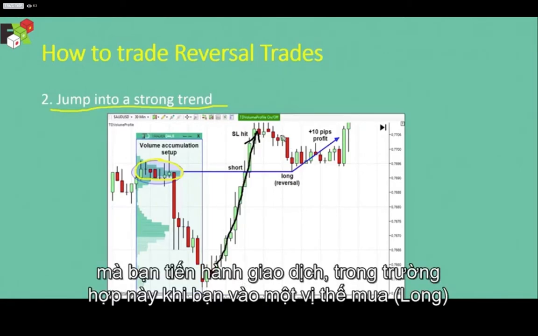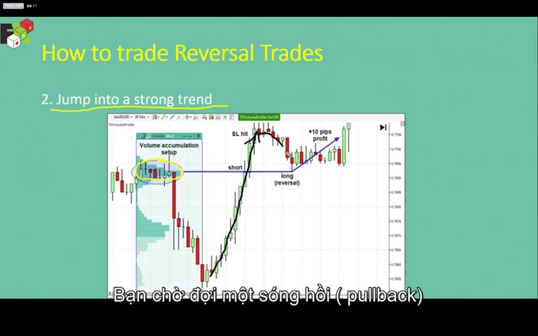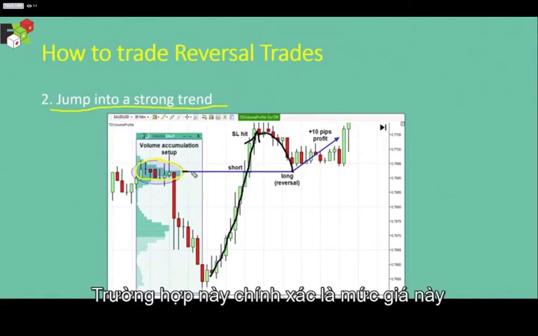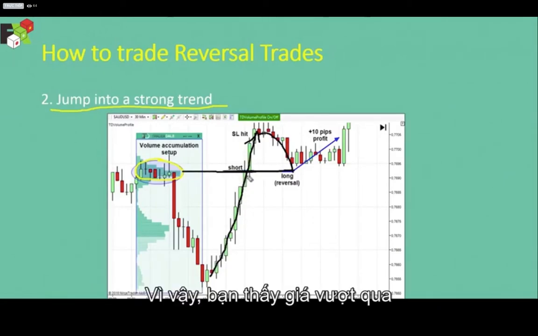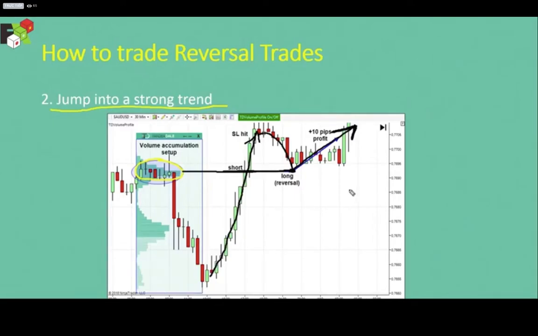In this case, you enter a long position. So again, you wait for a pullback to the place where the heaviest volumes were placed in the market. In this case, it's exactly at this level. So you see the price went past the volume zone, then you wait for a pullback, and after that, from the same level, you enter a reversal trade, in this case, a long trade. This is how you participate on a strong trend.